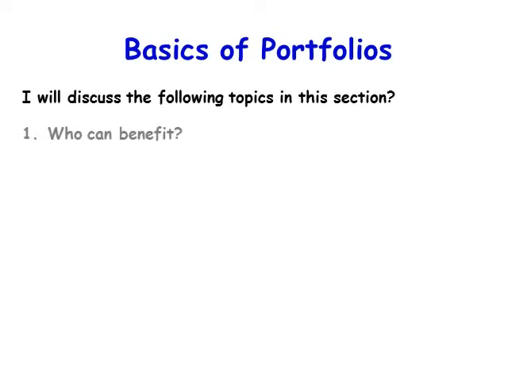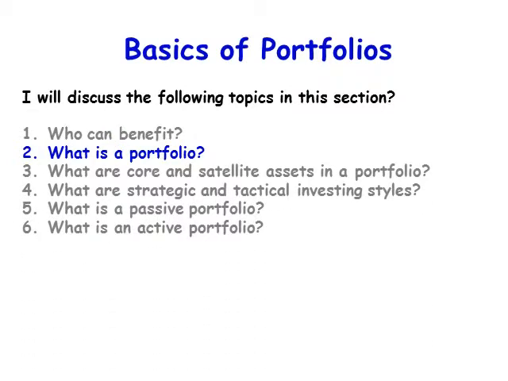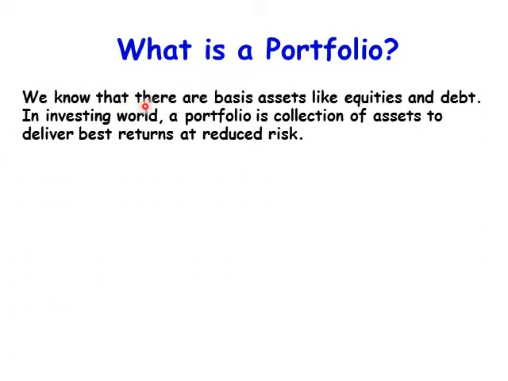We already talked about who can benefit. In this section we will see what a portfolio is. We know that there are basic assets like equities and debt, and there are also alternate assets too. In the investing world, a portfolio is a collection of assets to deliver best returns at a reduced risk. We are trying to design a portfolio to deliver best returns at the least risk. Risk is measured by standard deviation.